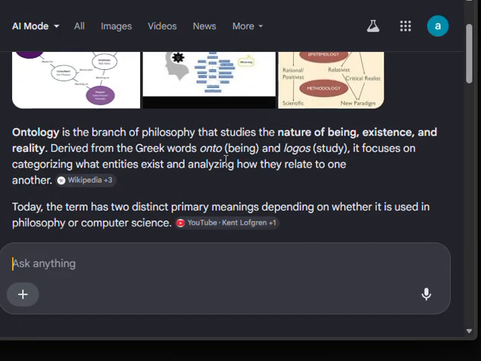Ontology is a branch of philosophy that studies the nature of being, existence, and reality. Logos, the study of being, or knowledge. How do we have knowledge?